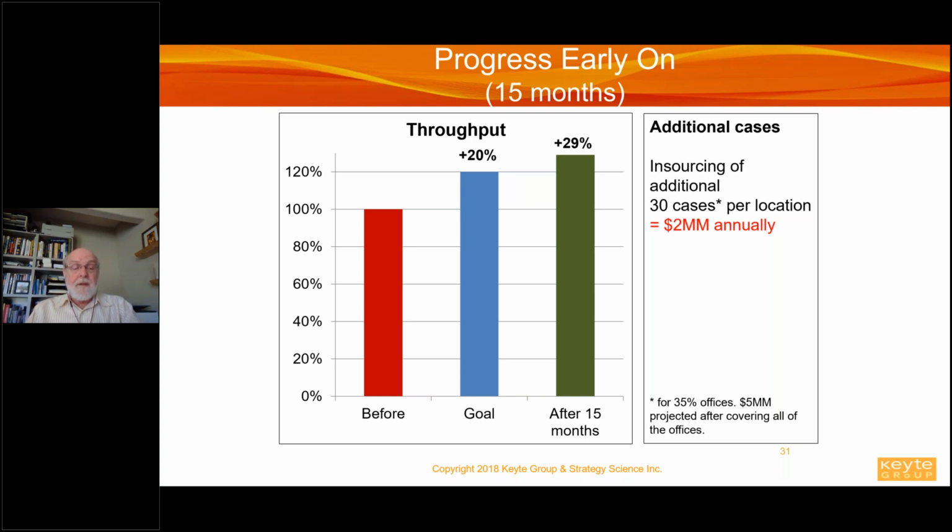Before, their current state was 100% in red. Their throughput wanted to go up by 20%, and after 15 months they went up by 29%. So that's way better than they thought would happen early on. On the right, there's additional cases. They insourced around 30 cases per location of the snarly ones. So they took expensive external legal fees out of the system, $2 million per field office per year. And that's just the first 3, and they're just beginning. So it was extraordinary.